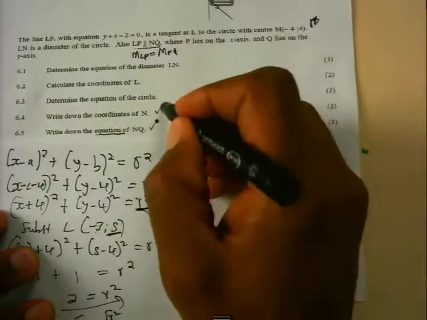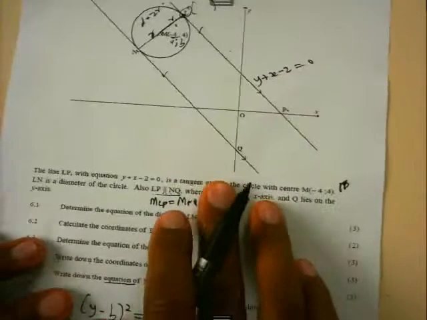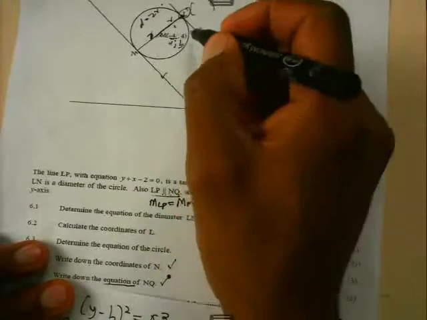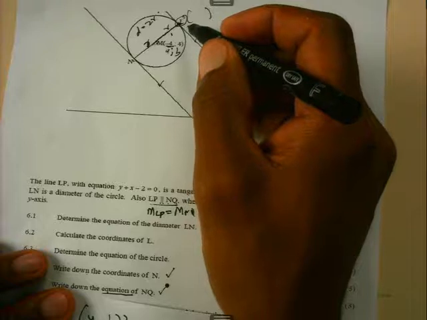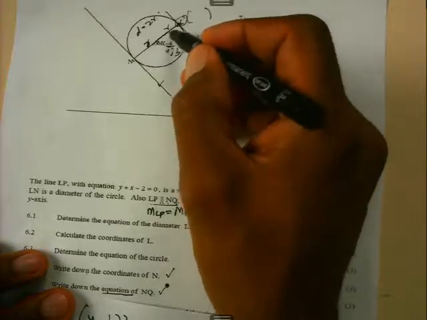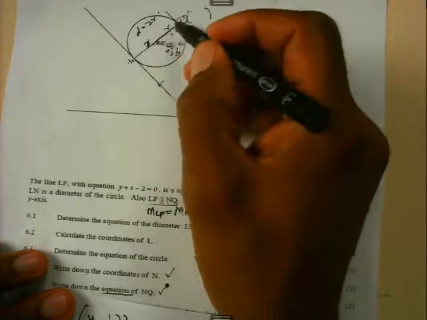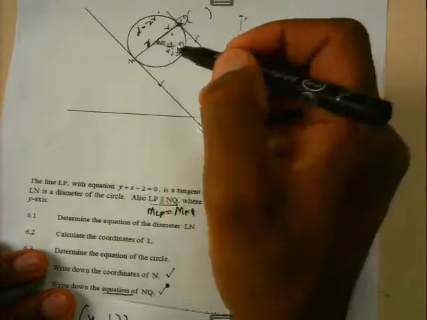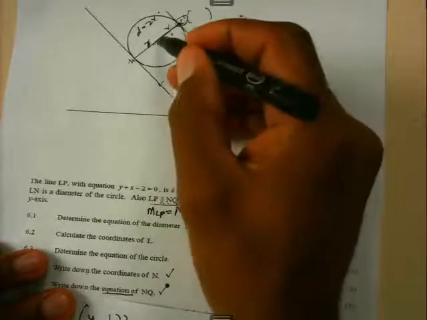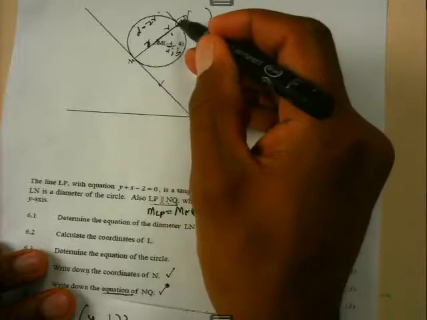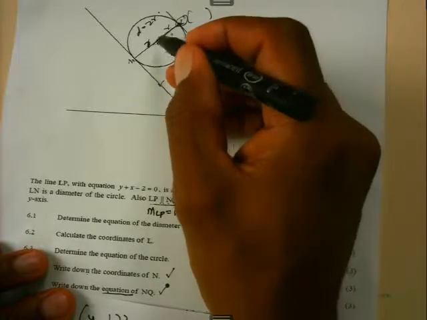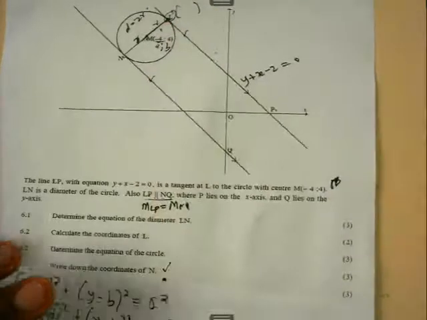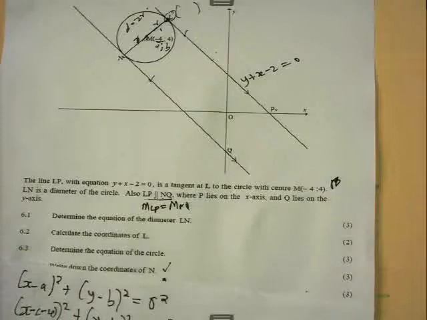The coordinates of N, of course, if you understand the midpoint, then it will be easier for you to solve this one. Because you need to understand that the diameter is R1 plus R2, which is 2R. Then it means the distance from the center to L and also the distance from M to N are the same. Right.